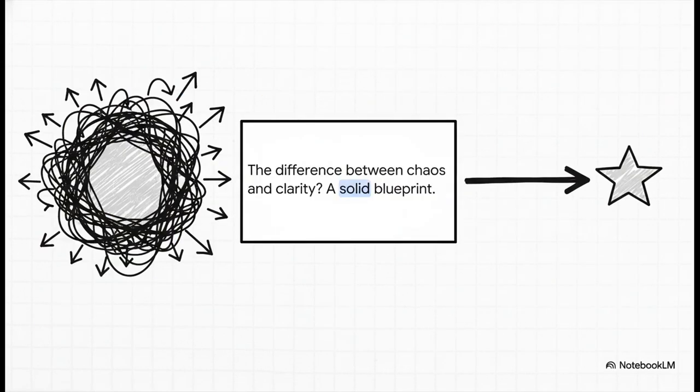So, what's the difference between that chaotic mess and a project with real clarity? Well, it's a solid blueprint. Think of it as a well thought out plan that becomes the single source of truth for everyone involved. It's what guides the project from that very first line of code all the way to the final launch.